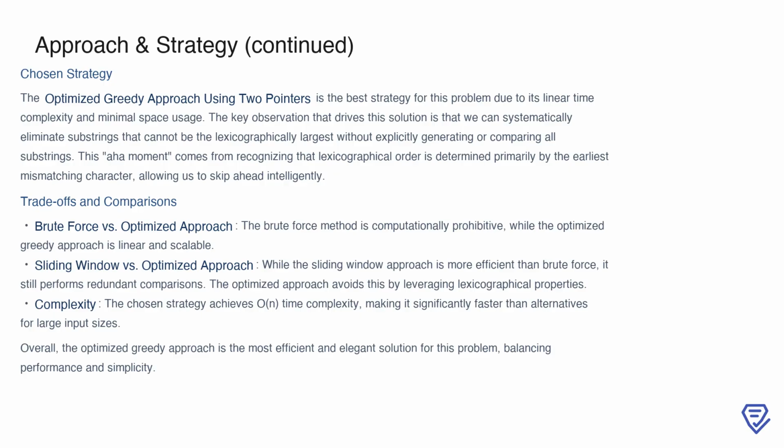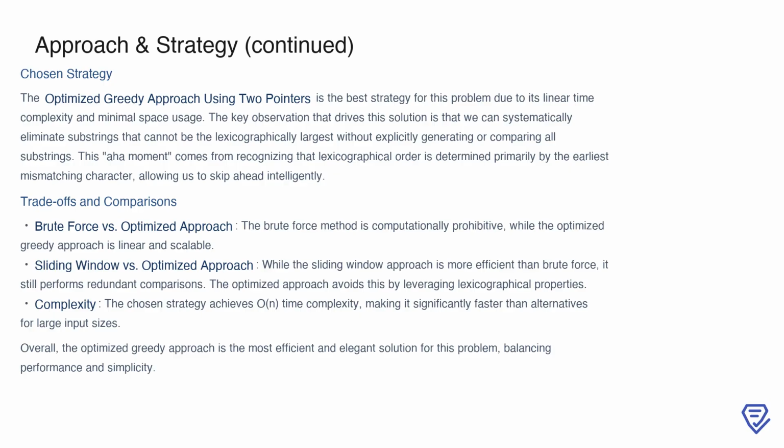Comparing this approach to the alternatives highlights its efficiency. The brute force method, while simple to implement, is computationally prohibitive. The sliding window approach, though an improvement, still performs unnecessary comparisons. In contrast, the greedy method achieves O(n) time complexity by leveraging the properties of lexicographical order, making it significantly faster and more scalable. This balance of performance and simplicity makes the optimized greedy approach the most elegant and practical solution for this problem.